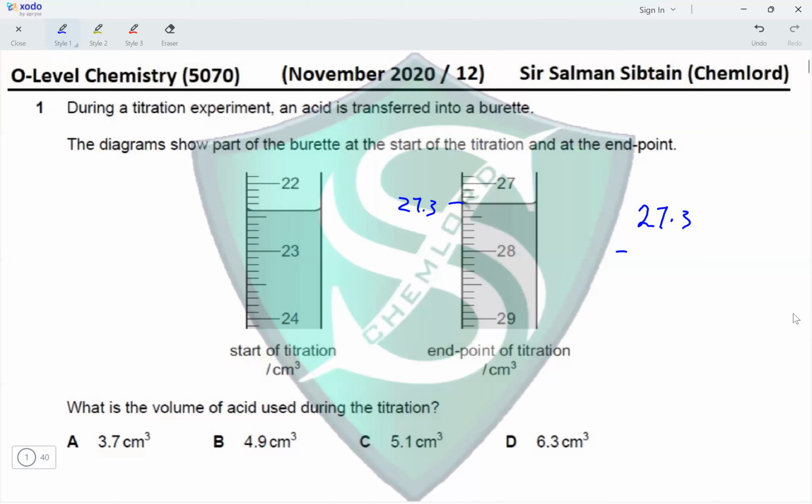Starting volume, let's start with 22, 22.1, 22.2, 22.3, and 22.4. So we have 22.4 as our starting point. So when we subtract 22.4 from 23.7, we are left with 4.9 as the value of the titer. So this makes option B the correct option for this question.